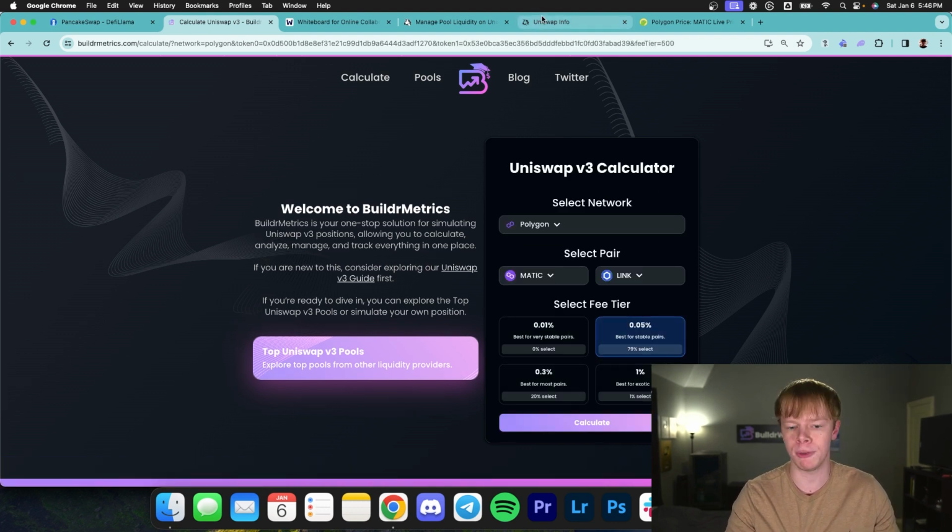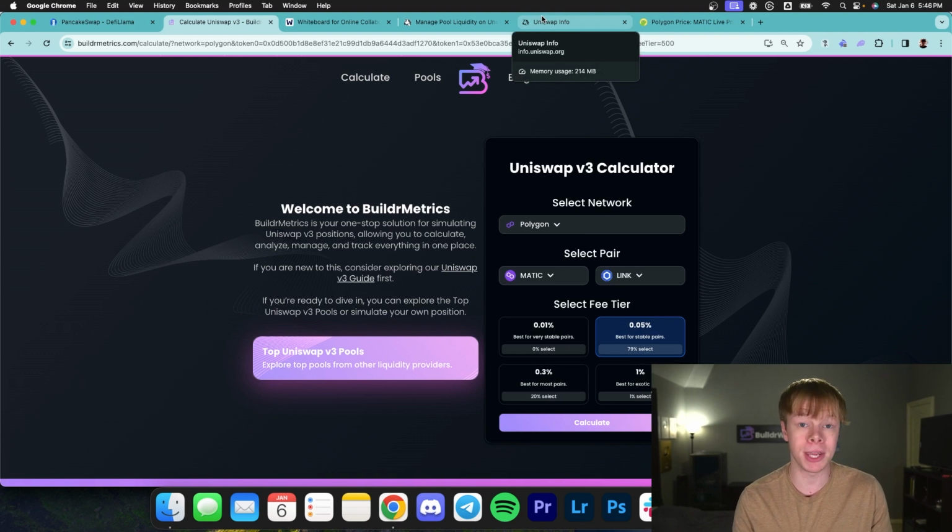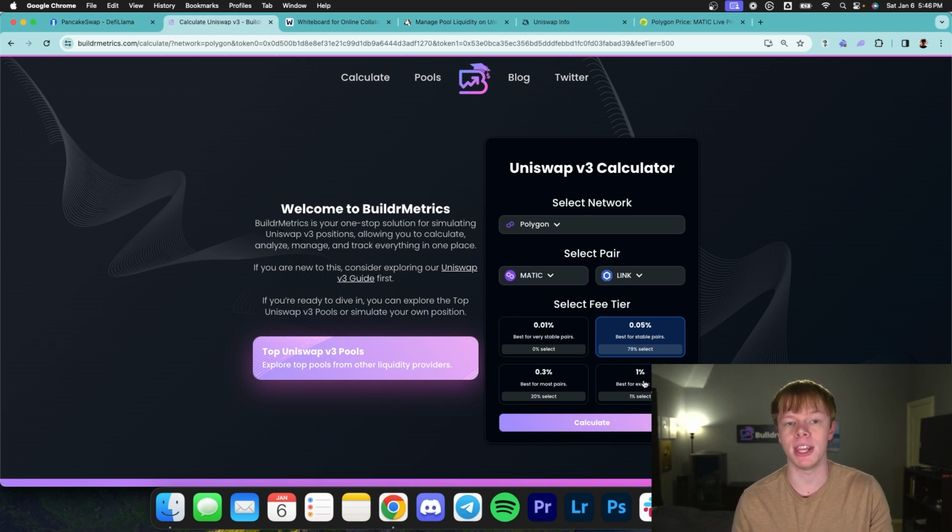Now, what exactly is a fee tier? This is the tier of fees that people are charged. So if it's 1% on a $100 transaction, well, then they're going to pay a $1 fee. On a 0.3% fee tier, they're going to pay a 30-cent fee. On 0.05%, they're going to pay 5 cents. And on 0.01%, they'll pay 1 cent.